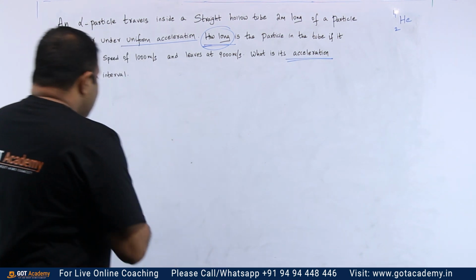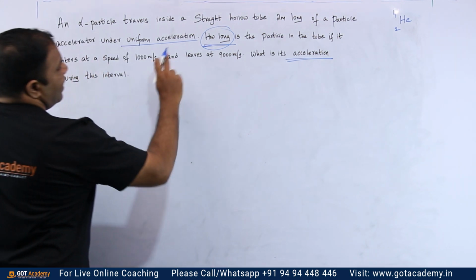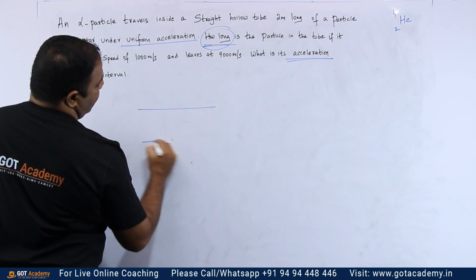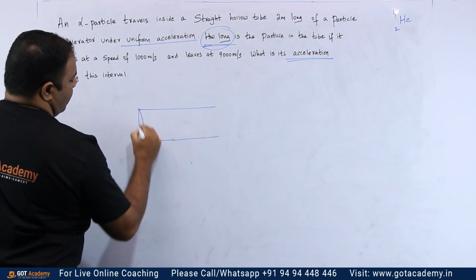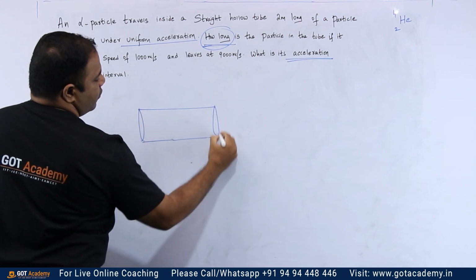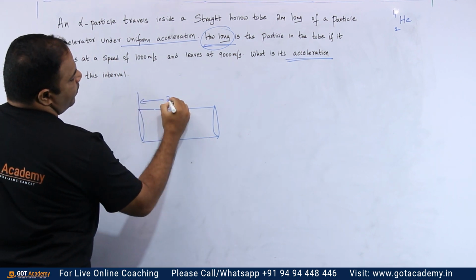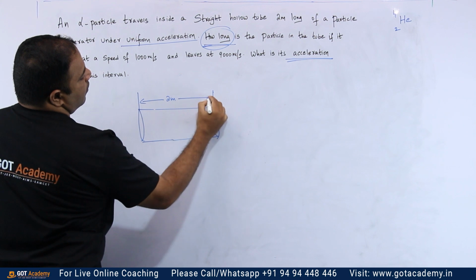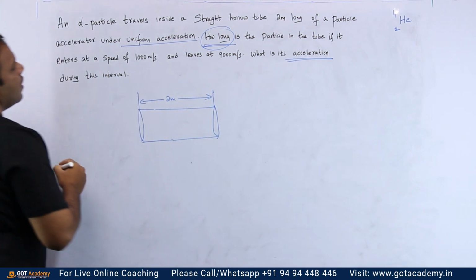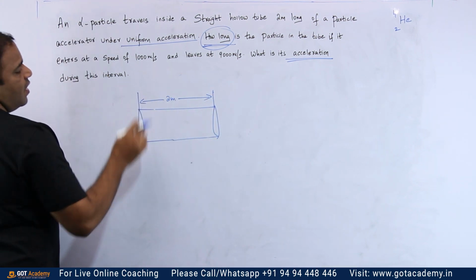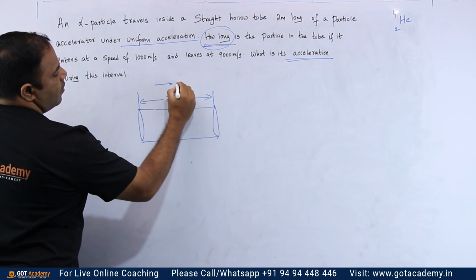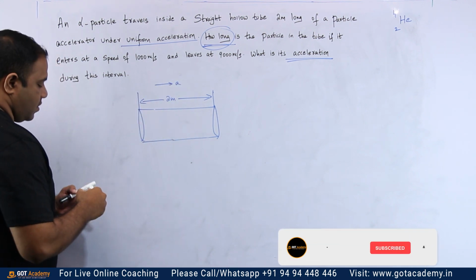Okay, so let us see. We are taking a hollow tube, right? Let us say that this is a hollow tube of length 2 meters. Now it is under uniform acceleration.